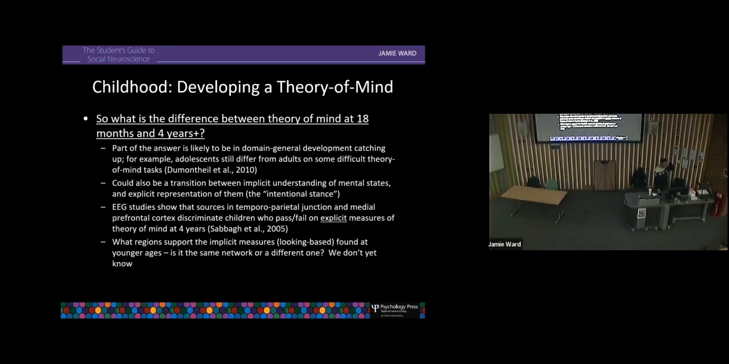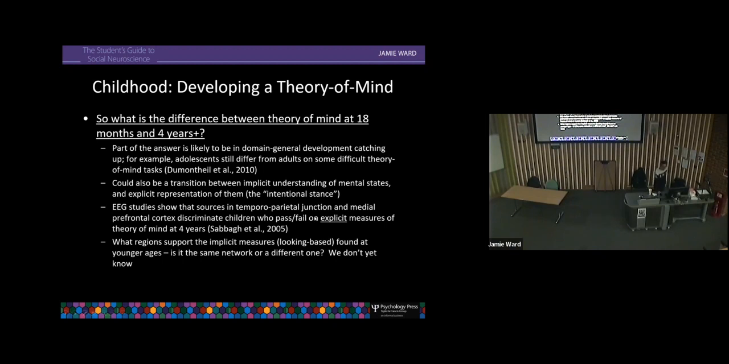So what's going on? One possibility is that there is some, what I call, domain general developmental catching up, with regards to language, with regards to holding in mind multiple response options. Again, it could be the idea that there is an implicit understanding of mental states, but not an explicit one, and that this is what's doing it.